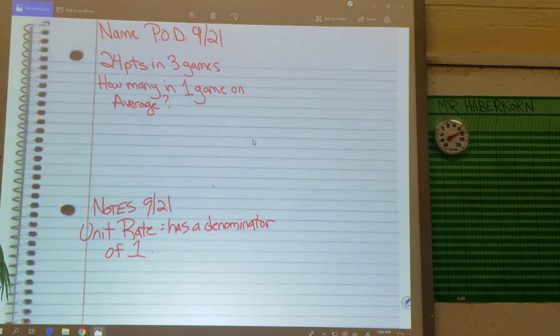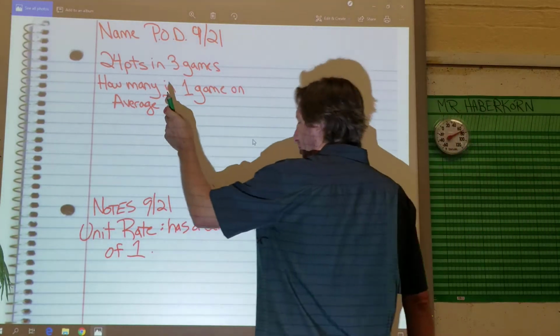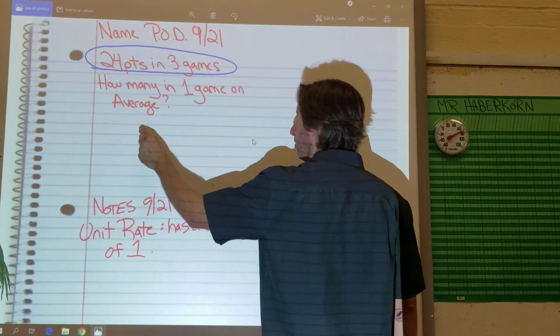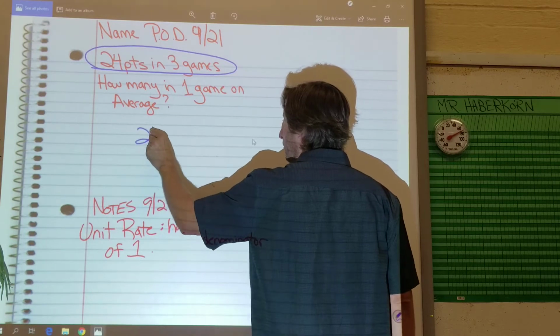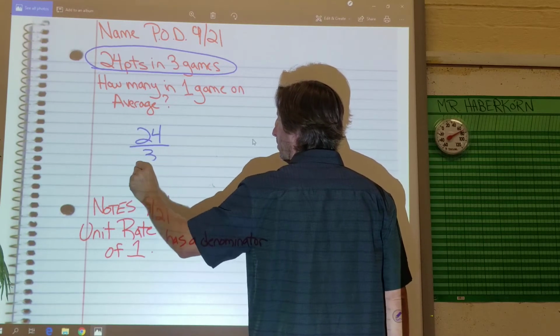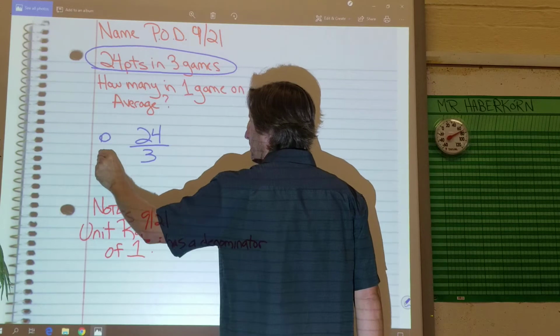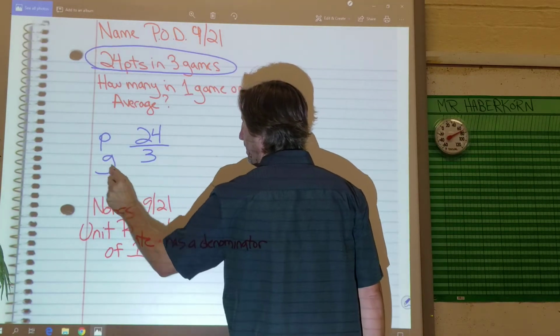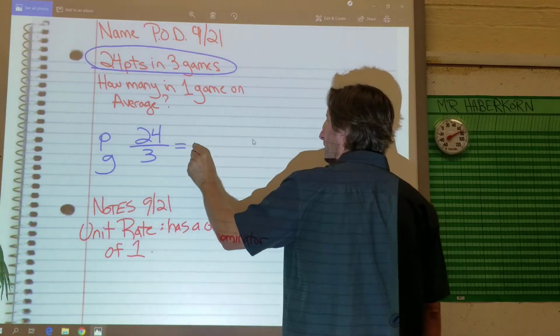All right, I am guessing that you hit pause, you wrote everything down, and you attempted this problem of the day. It's basically another proportion problem. You need to set up your proportion and label it. For example, I would take the first part of the statement, 24 points in 3 games, and make that a ratio or fraction. So I'm going to write 24 over 3, and I'm going to put P for points, 24 points, and G for the games. All right, we set up our other side.